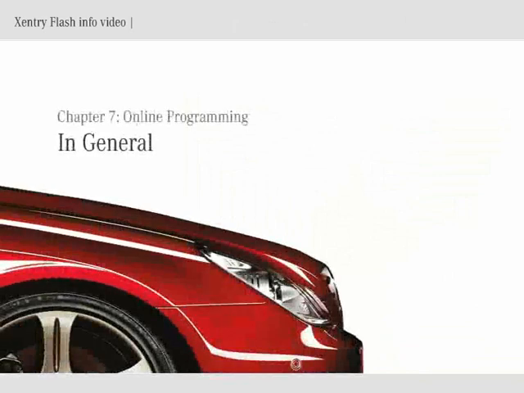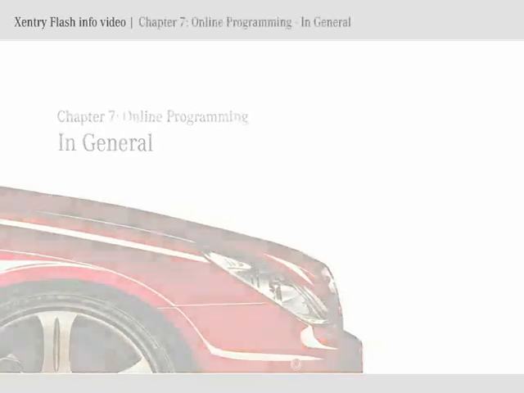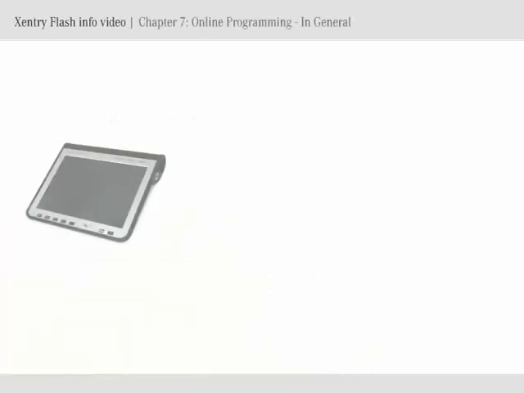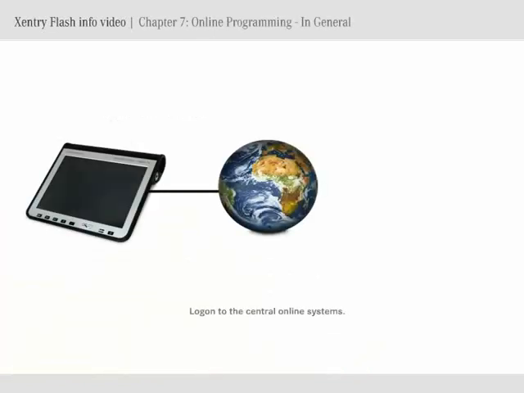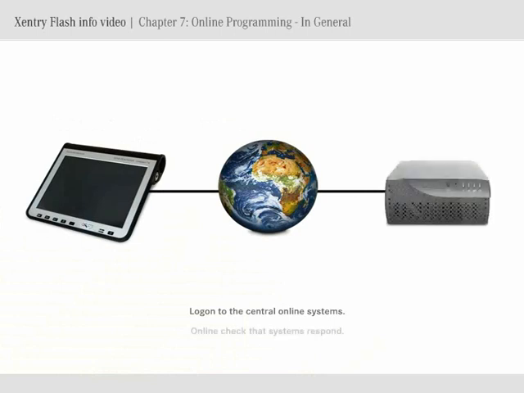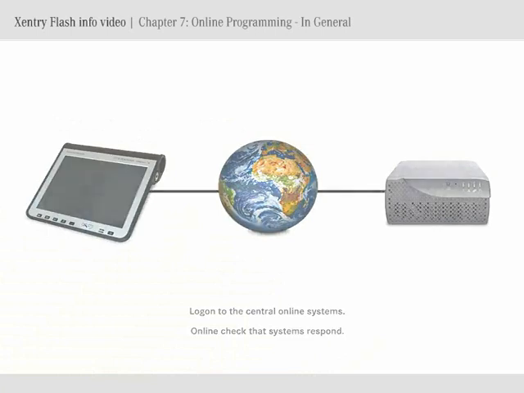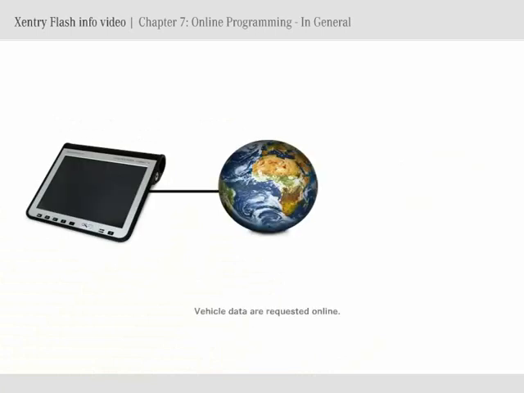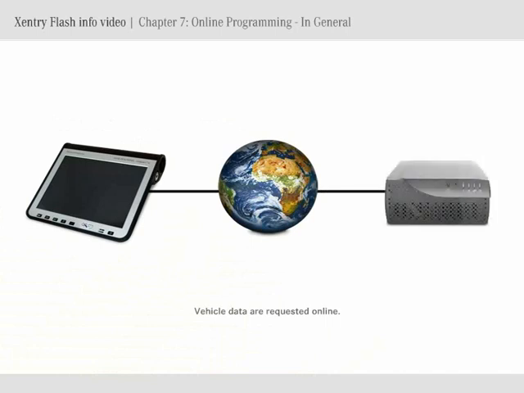In this chapter you will find out how online programming works in general. Online programming also starts with a log on to the central vehicle documentation systems and tests to ensure that the systems respond. The determination of the latest vehicle data is performed online in FDoc.